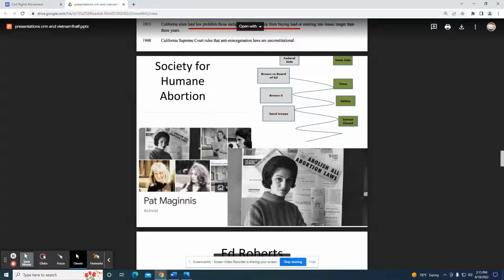Society for Humane Abortion. For this particular topic, you need to think back to the 20s and how the 20s was this time where you see women going through some pretty drastic measures in order to deal with trying to make the decision to get an abortion, which was illegal and still is illegal in the 1960s. So the Society for Humane Abortion was trying to figure out a way to have abortion in a humane way.